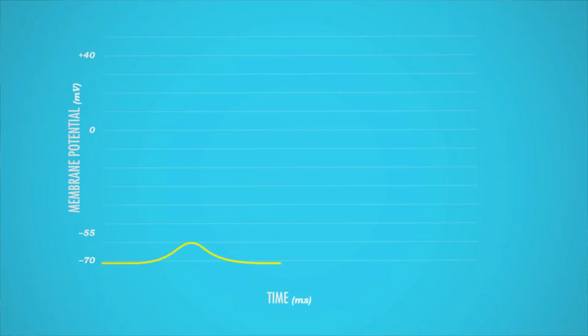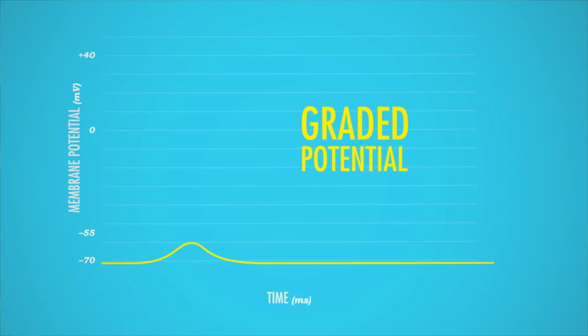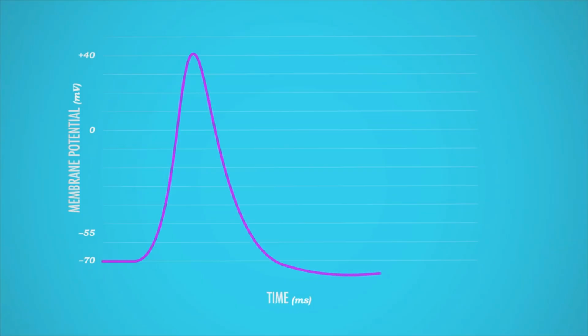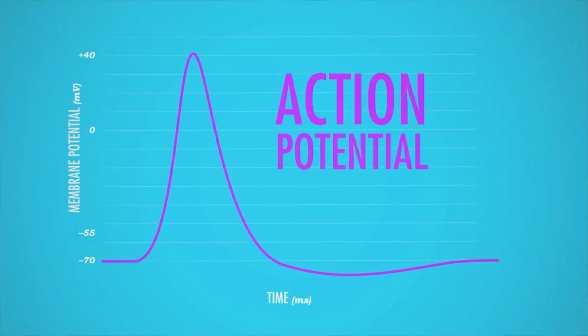If only a few channels open and only a bit of sodium enters the cell, that causes just a little change in the membrane potential in a localized part of the cell. This is called a graded potential. But in order to send long-distance signals all the way along an axon, you need a bigger change, one big enough to trigger those voltage-gated channels. That is an action potential. And your best bet for making that happen is to depolarize that resting neuron. I mean, cause a big enough change in its membrane potential that it'll trigger the voltage-gated channels to open.